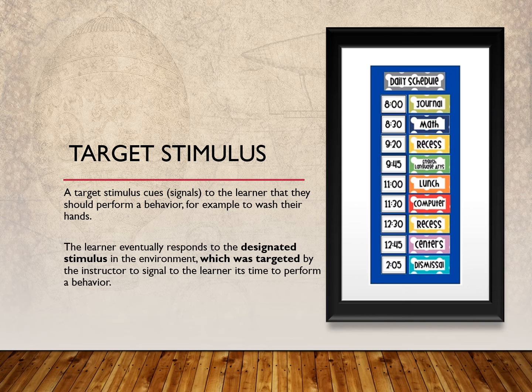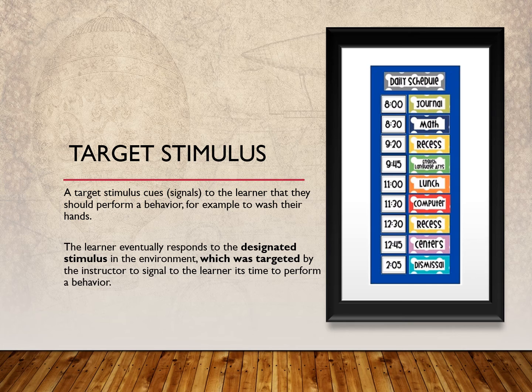A target stimulus cues or signals to a learner that it's time to perform a task or perform a behavior. So for example, it will signal to the learner that it's time to wash their hands. Eventually, the learner responds to a designated stimulus in the environment, which the instructor targeted to signal to the learner that it's time to perform the behavior. And that's when they have demonstrated that they have learned the behavior.